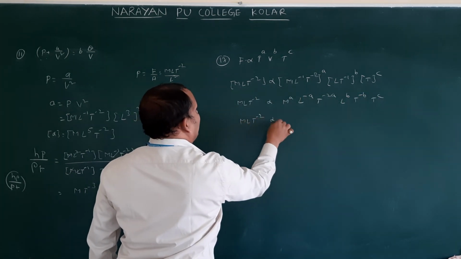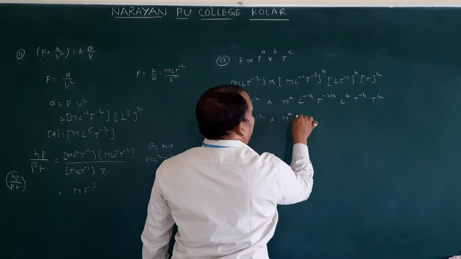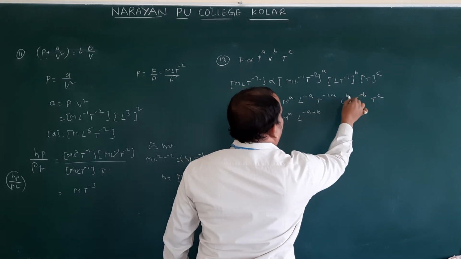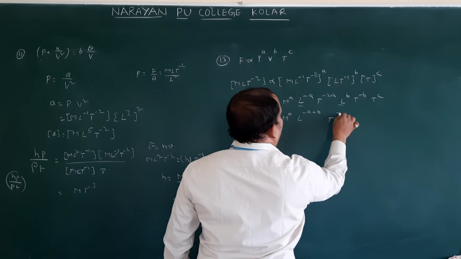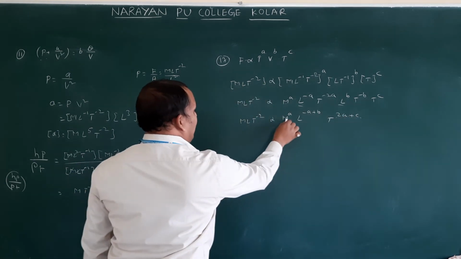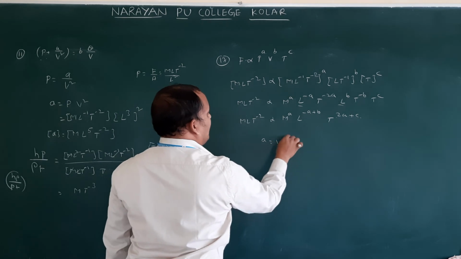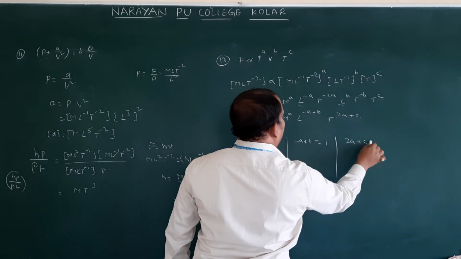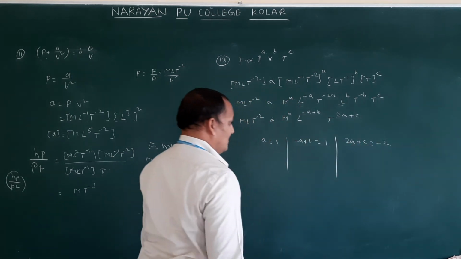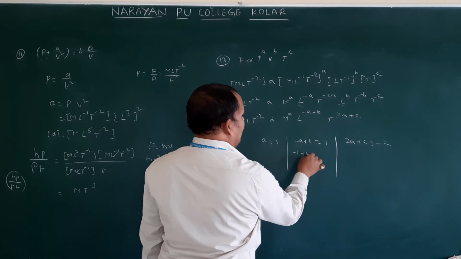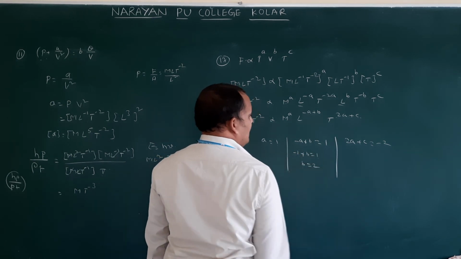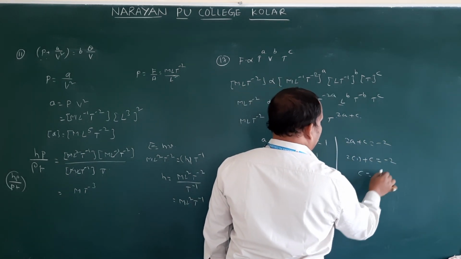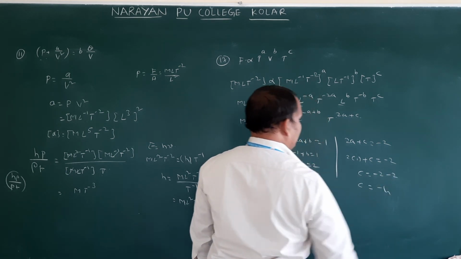So M L T power minus 2 equals M power a, L power minus a plus b, T power minus 2a plus c. Compare: M power 1 equals 1, L power minus a plus b equals 1, T power minus 2a plus c equals minus 2. A is equal to 1, so minus 1 plus b equals 1, then b is equal to 2. Substitute: minus 2 plus c is equal to minus 2, then c equals 0.